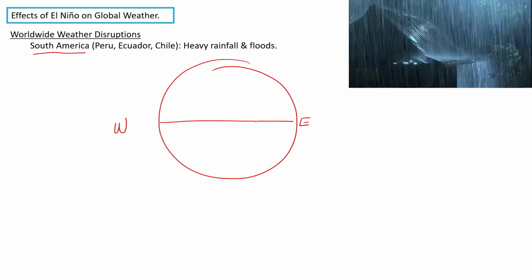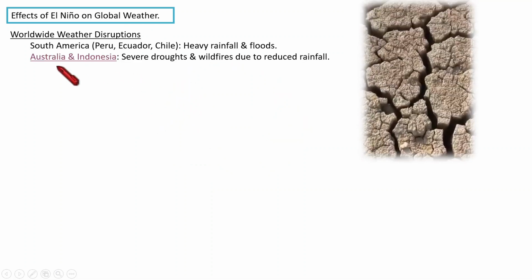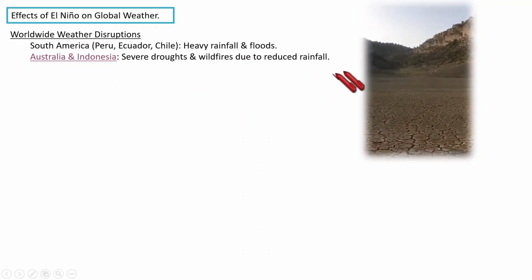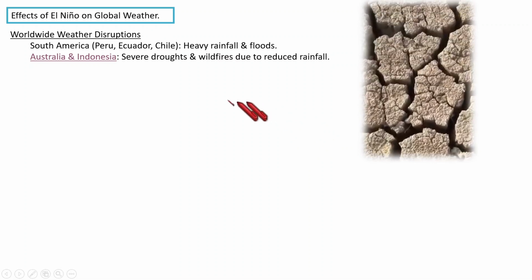So instead of moving the warm ocean water in this direction, it is moving back. It is spreading here, so there is more chance of precipitation here. This is South America. So here, heavy rain and flood, while at the same time, here there is more chance to experience drought: Australia, Indonesia, all those regions.